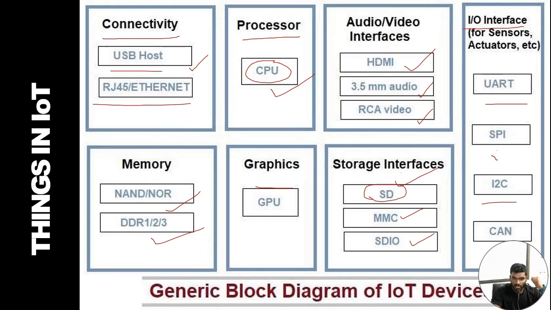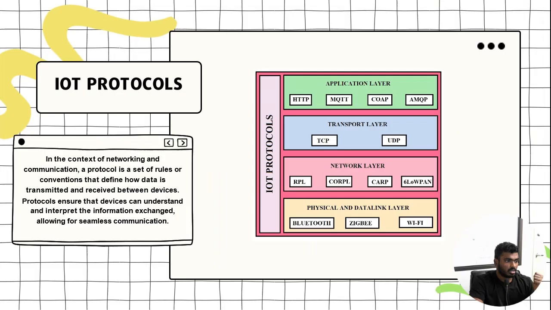So together all these components work seamlessly to collect, process, store and share data in IoT systems. So this is all the physical design of the IoT. Okay, and next we are going to talk about the protocols, the IoT protocols.